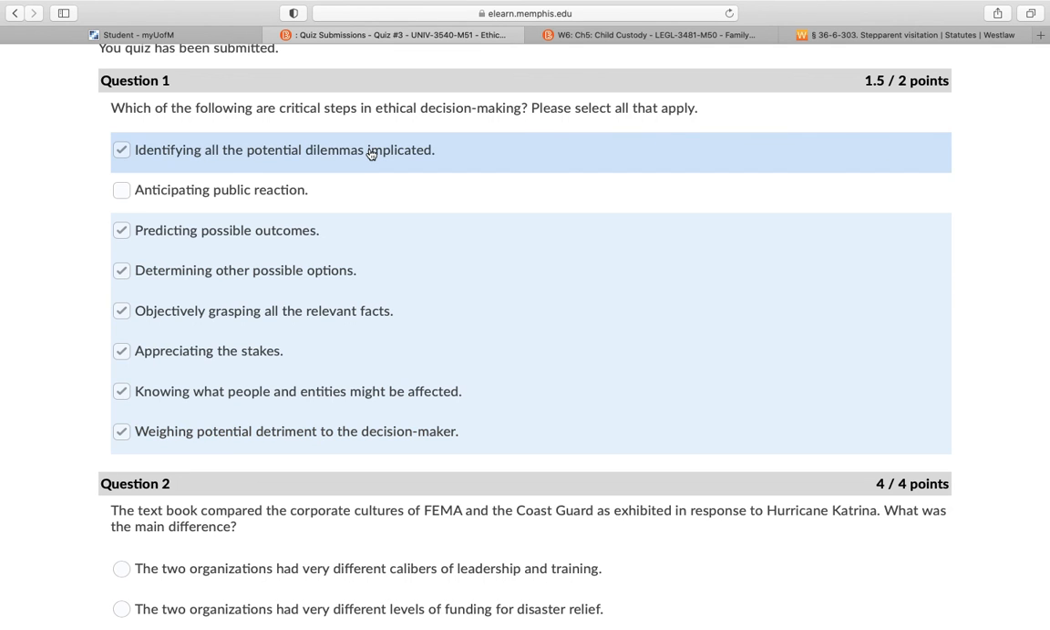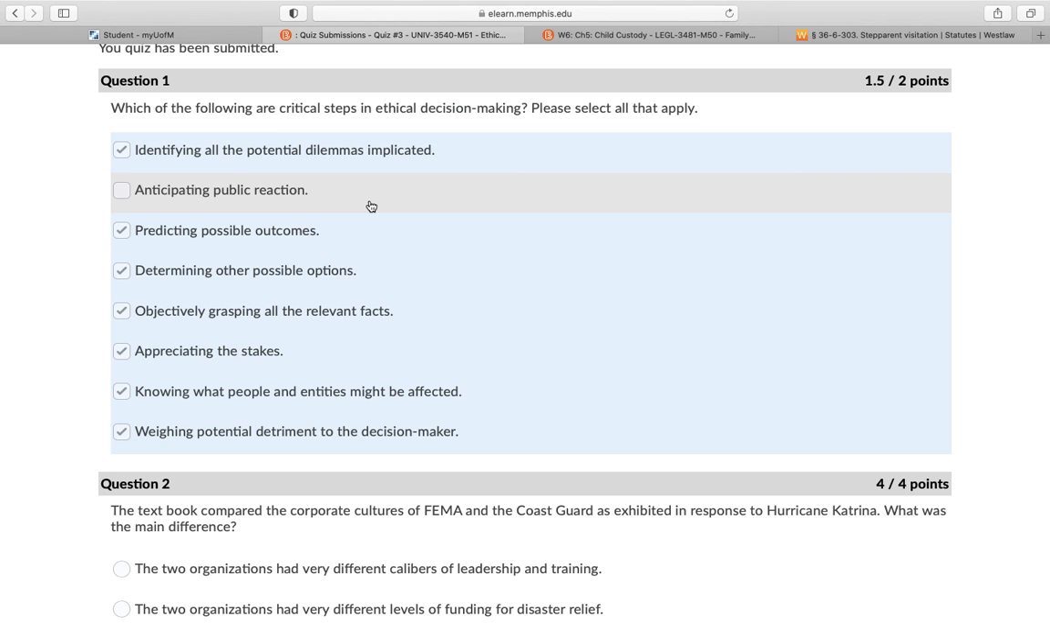Anticipating public reaction, I could see how that can kind of fit into the steps of responsible ethical decision making, the critical steps. I just didn't choose that. Now, maybe if all answer choices should have been applied, I could have gotten all possible points. Again, I'm not sure. So if anyone can help me out with this question, I would greatly appreciate it.